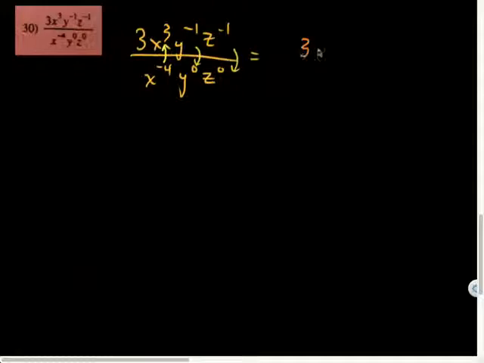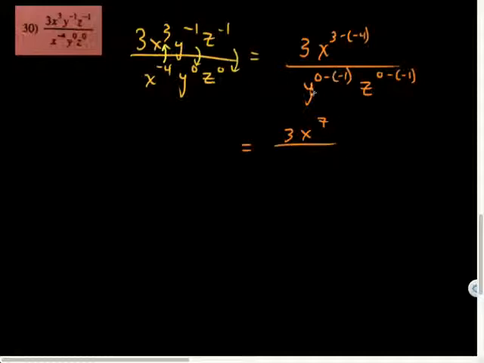So let's see, up top, we've got 3x to the 3 minus a negative 4. Remember, it's always subtraction for the division ones. We'll have y to the 0 minus a negative 1, and z to the 0 minus a negative 1. Fortunately, those people moved in just in time because these guys were getting kicked out. So this will be 3x to the 3 plus 4, so 7, and y to the first, z to the first.